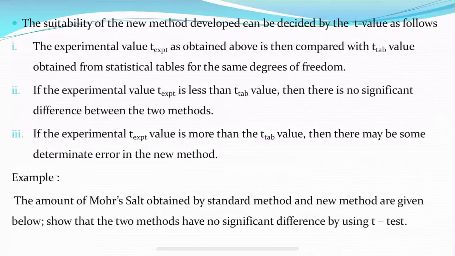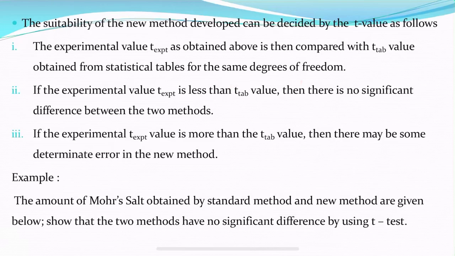So, the suitability of the new method developed can be decided by t values as follows. Mainly we have to consider 3 points, whether the new method which has been designed is acceptable or not. So, the first point is the experimental value, that is t experiment, as obtained above, which is compared with the t tabulated value obtained from statistical tables for the same degrees of freedom.